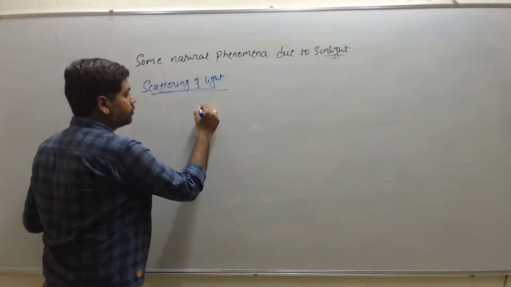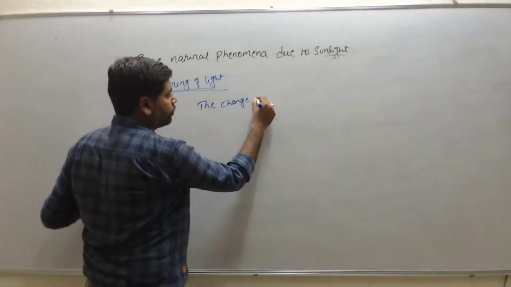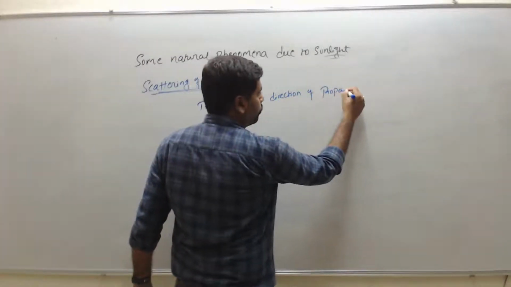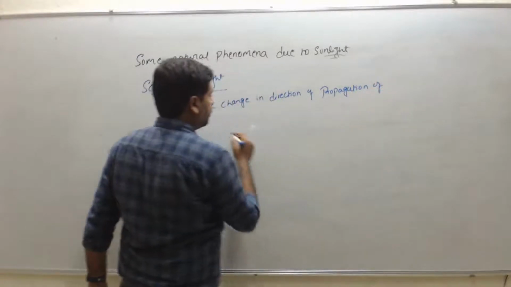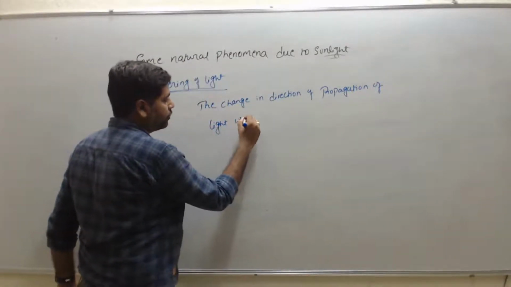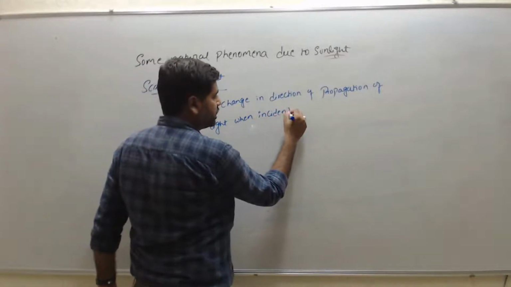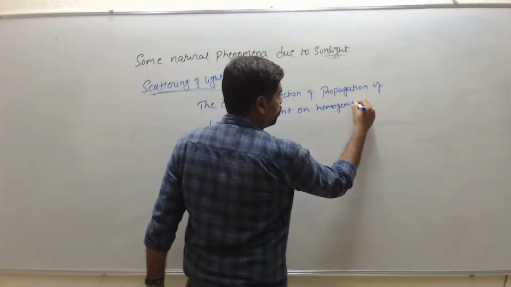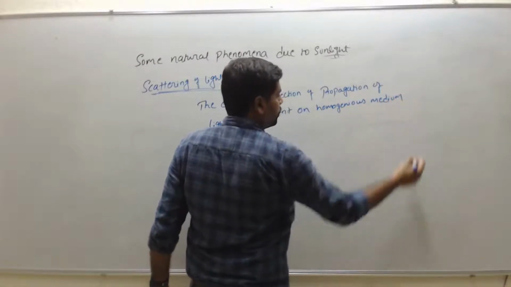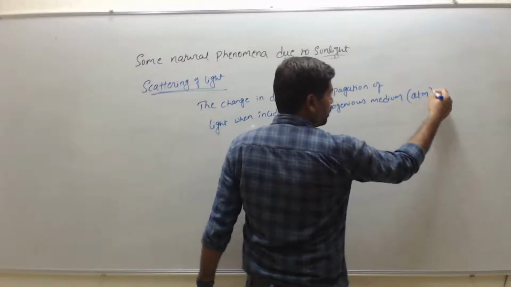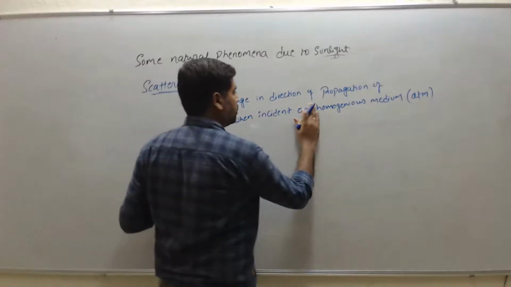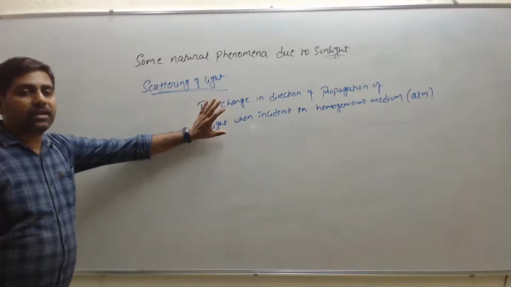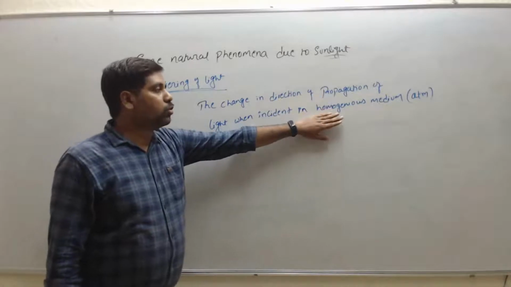So scattering of light is the change in direction of propagation of light when incident on a homogeneous medium. Here, the homogeneous medium considered is the atmosphere. So this is the definition of scattering of light. That is, the light will scatter when it travels in the homogeneous medium.